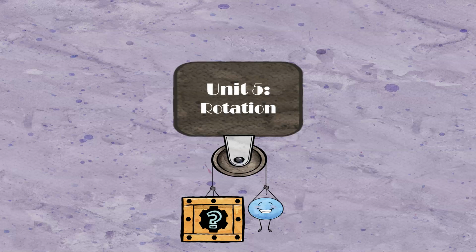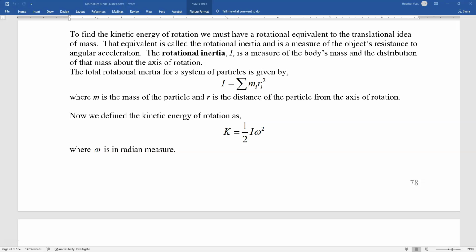Okay, today we are going to continue our look at the world of rotation. Specifically, we're going to be looking at moment of inertia and how the resistance to rotation depends on the way the mass is oriented about the axis.